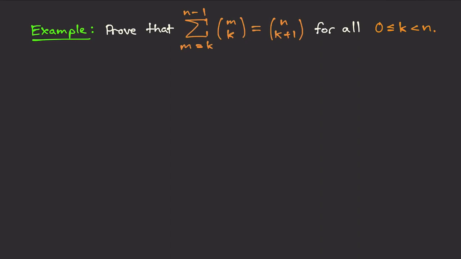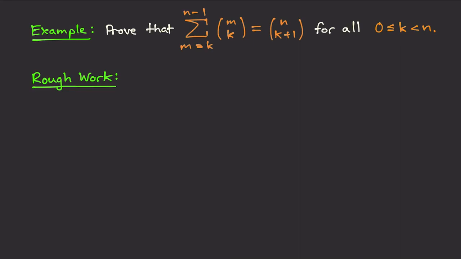This time we'll use double counting rather than a bijection. We're going to prove that n choose k plus 1 is the same as the sum of m choose k over all m between k and n minus 1. Before I write down the proof, I'll talk about how we might go about finding it.